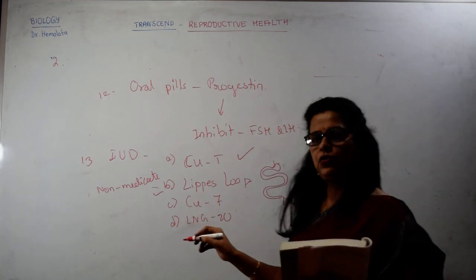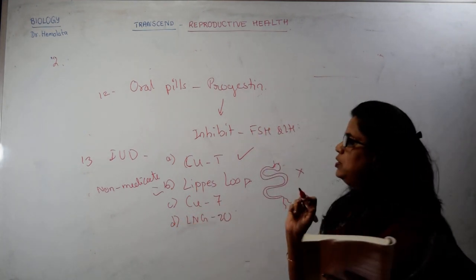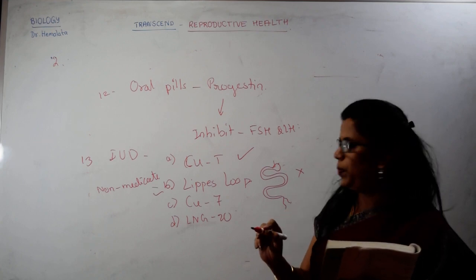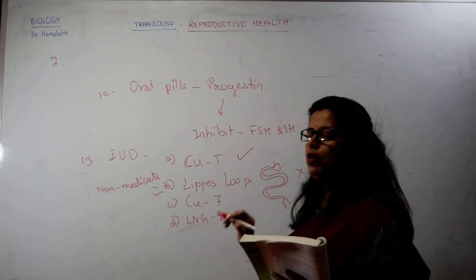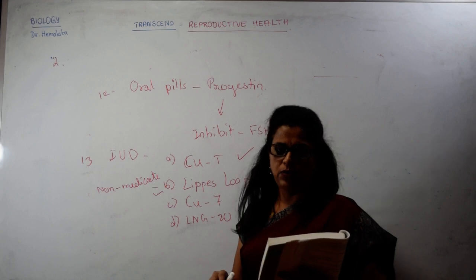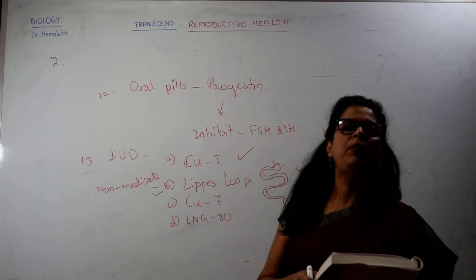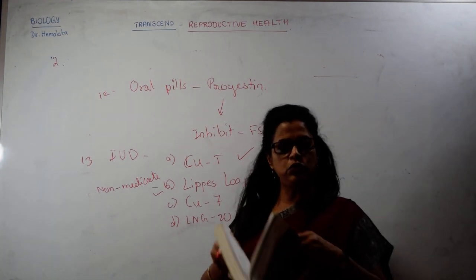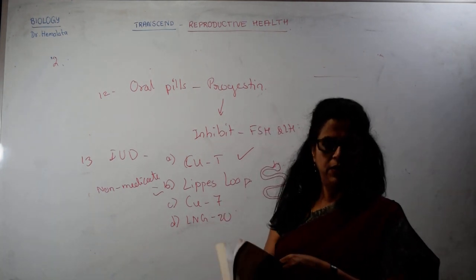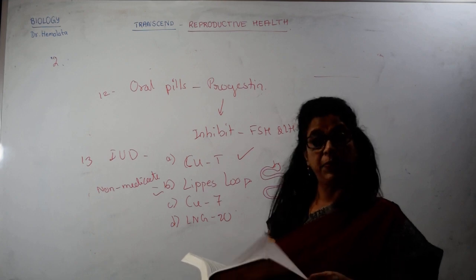But let us learn the others also. Copper 7 is also an IUD releasing copper ions. Then LNG20 is also a medicated loop. Therefore, among all four, only the Lippes loop is a non-medicated loop. I told you it was produced by Lippes. The name of the scientist is Lippes, so it is called the Lippes loop.